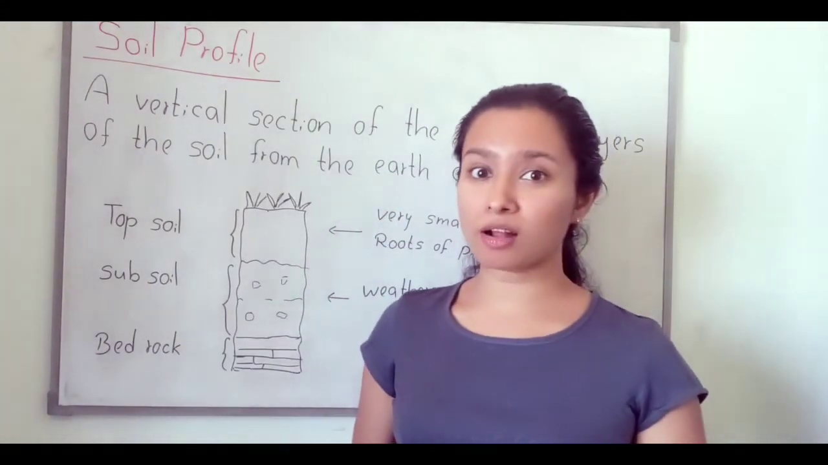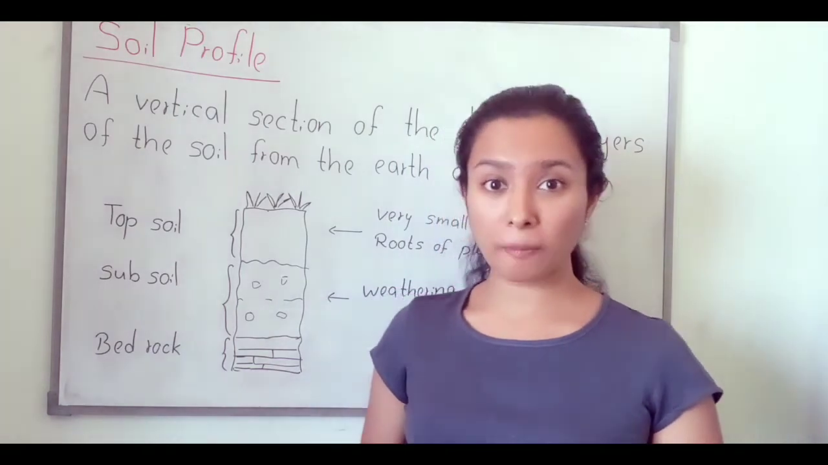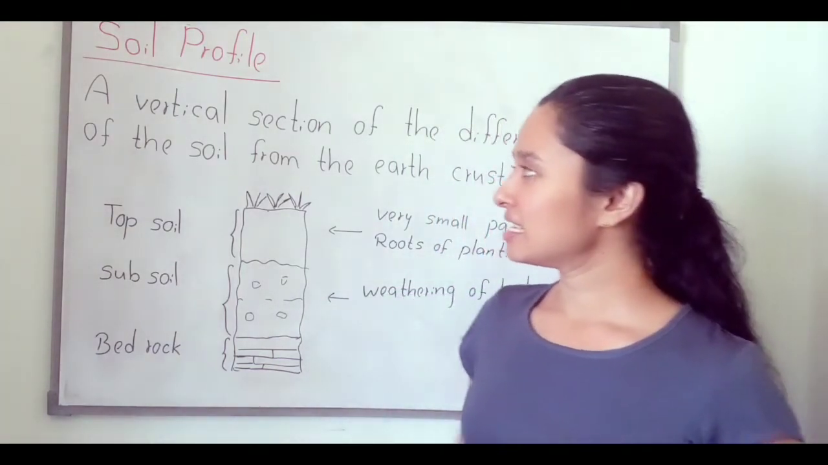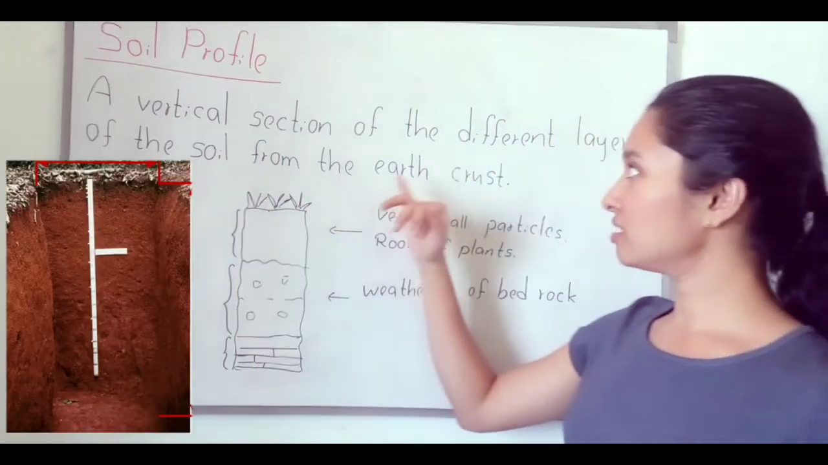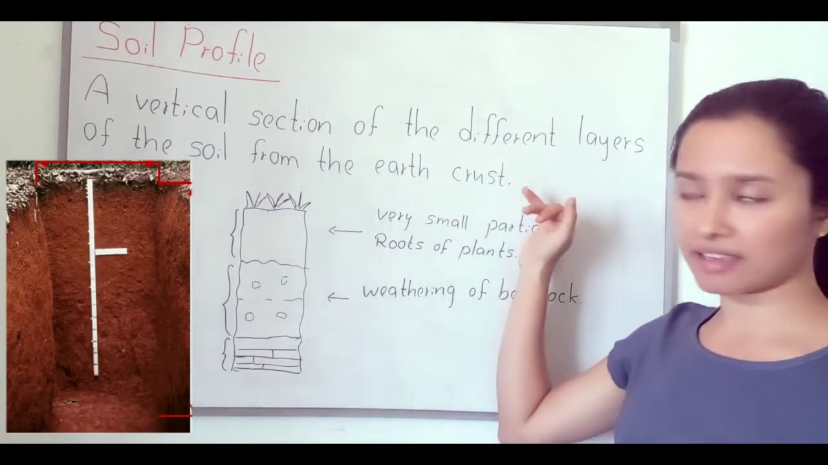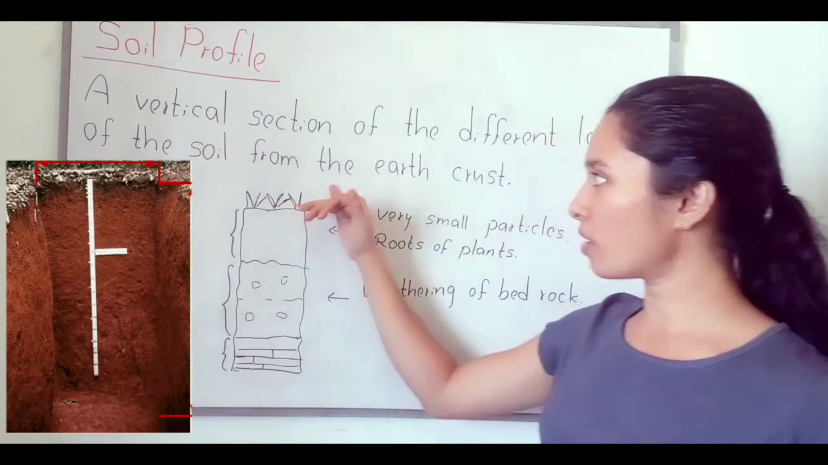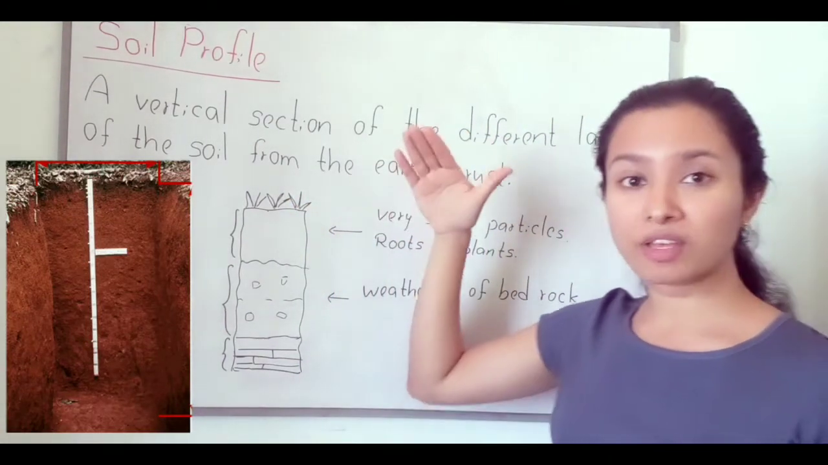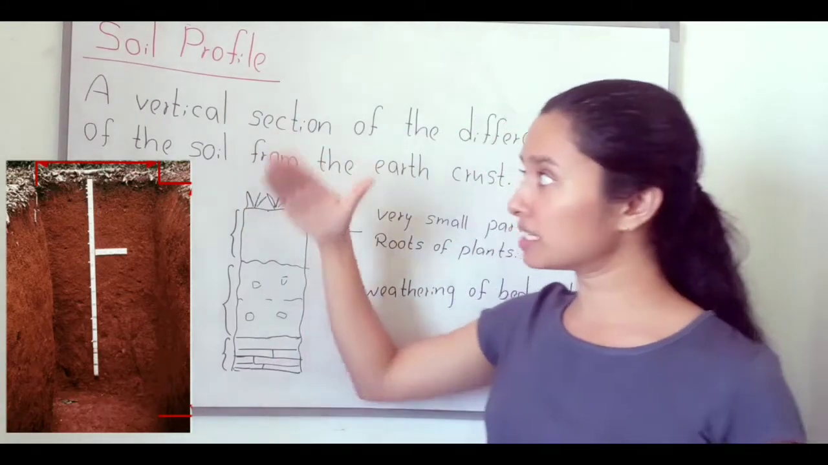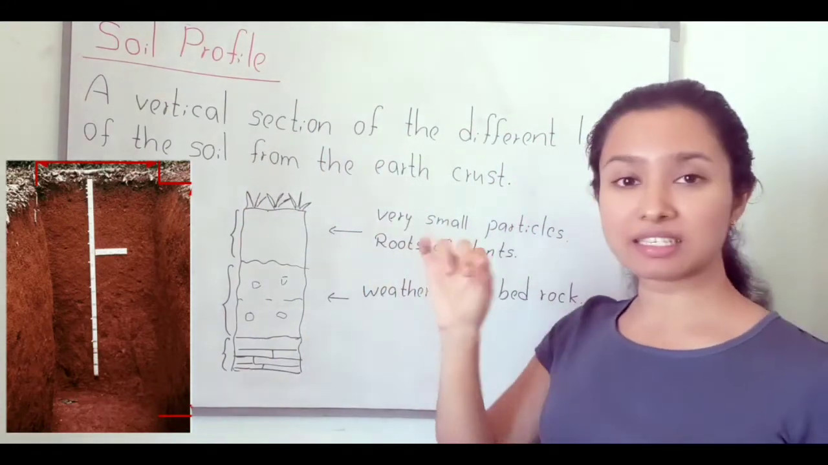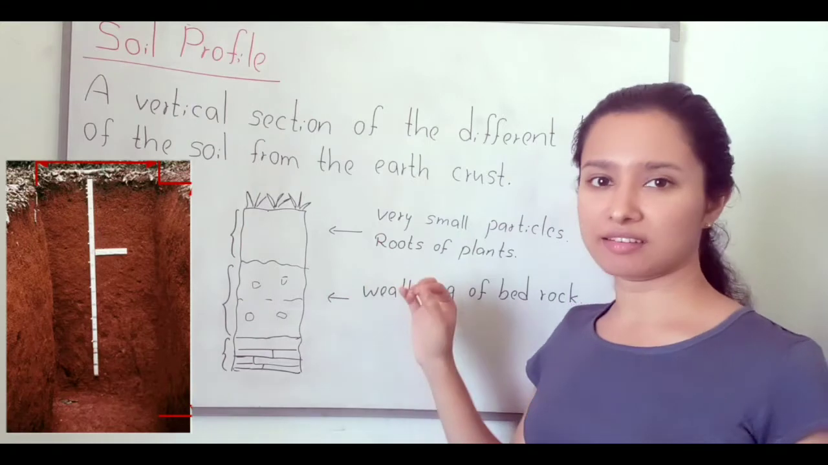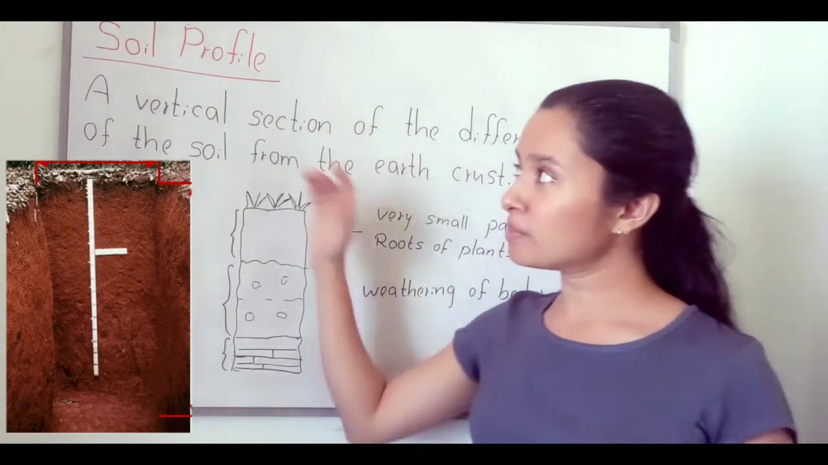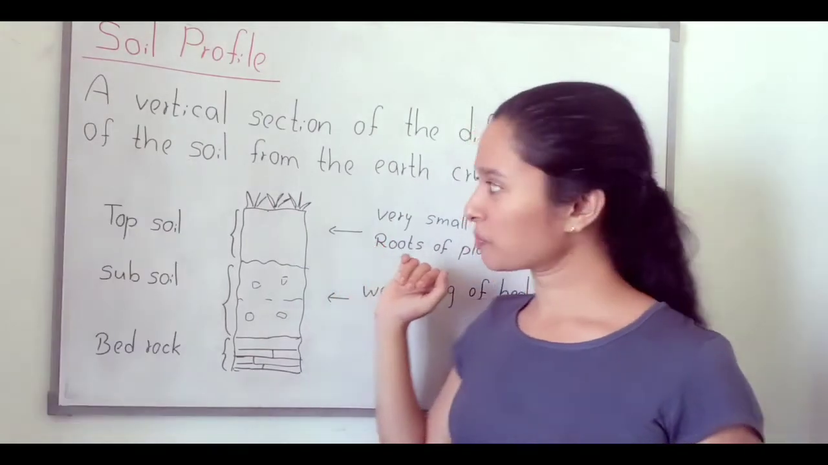In Sinhala, we call this Panshu Pathikada. What is soil profile? This is a vertical section of the different layers of the soil from the earth crust. When we cut the soil into a vertical section, we can see there are some layers. We call these layers our soil profile.